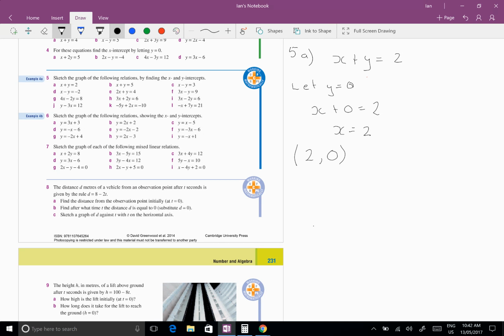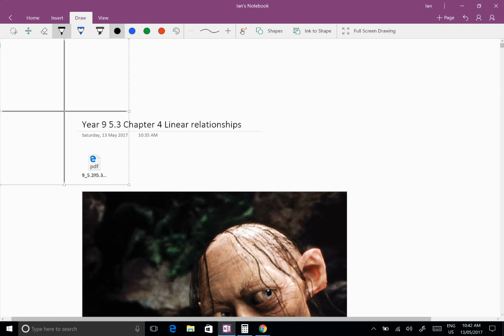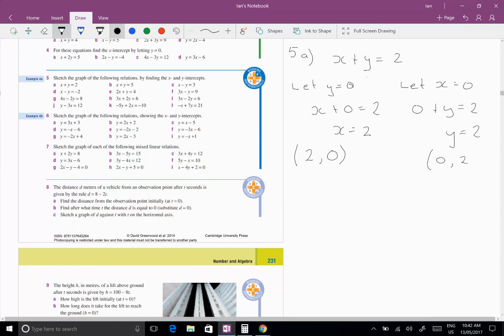To find the y-intercept, I'm going to let x equal 0. And I get 0 plus y equals 2. That means y equals 2. So I get the point 0, 2. And then I will just plot these.